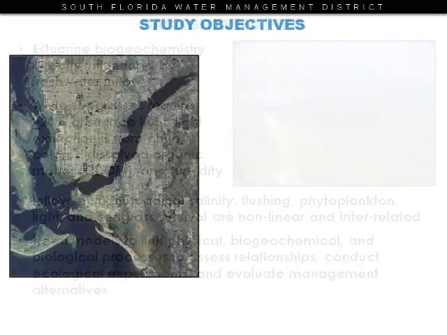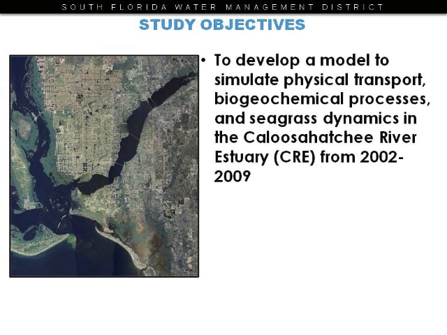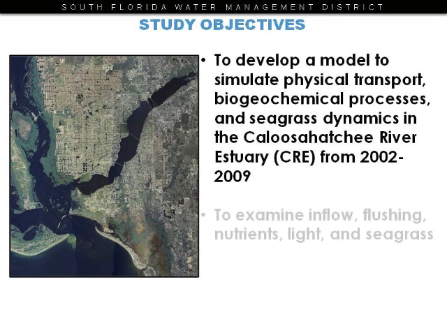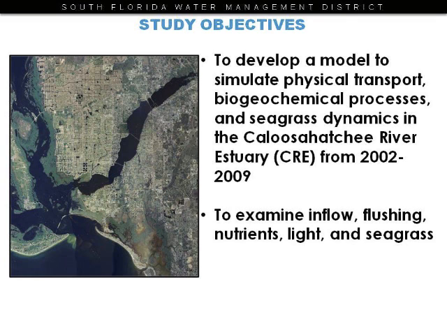So our objective was simply to develop a model to systematically transport biogeochemical processes, generally seagrasses in the Caloosahatchee Estuary in 2002-2009. And we're going to examine inflow, flushing, and nutrients.